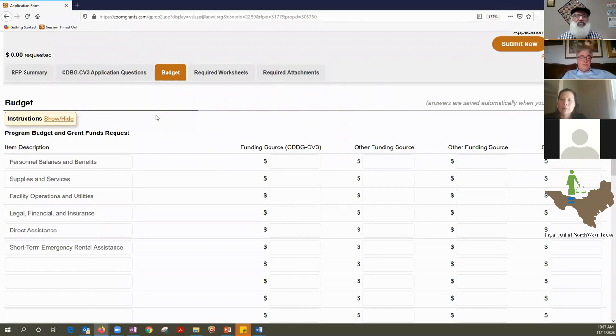Secondly, when you produce a program like this, if there are matching fund requirements, in other words, you have to put up money from another source in addition to whatever you're asking HUD to give you through the CDBG grant, or in this case, Tarrant County to approve HUD's allocation of funds to you.